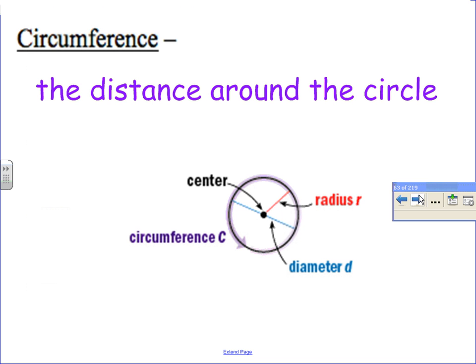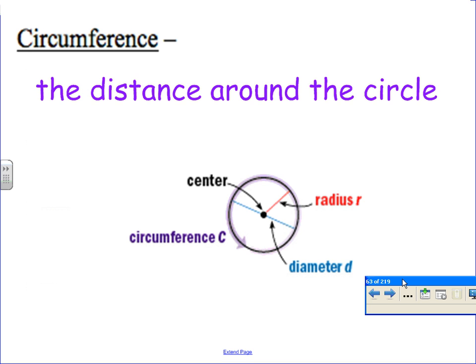Okay, so circumference, nice and big here for you guys to see. The distance around the circle. So circumference is the distance around the circle. Just like perimeter, but with a circle, we call it circumference.